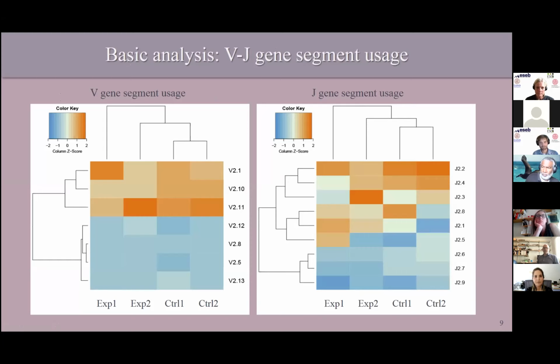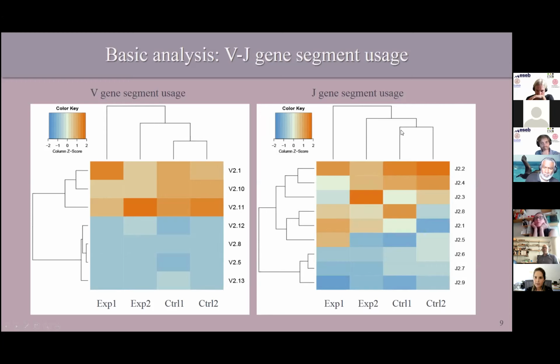It's a heat map of the different V and J gene segments that have been used in the repertoires of the samples. And what we can see very easily for the V gene segment is that there's a strong bias towards 3 particular V segments as opposed to the rest. And also out of the available 13 gene segments, only 7 are used. So this does indicate a bias. When we look at the J gene segment usage, all 9 available segments are used. Again, there is some bias towards specific ones.